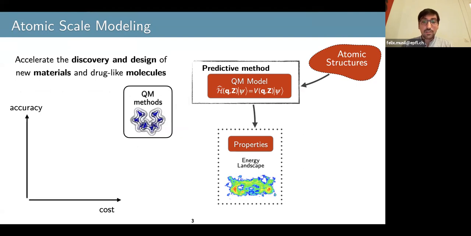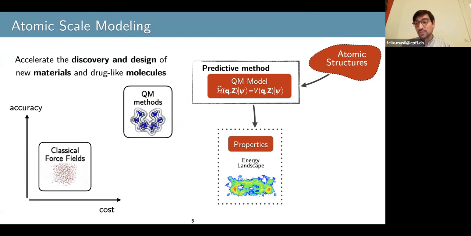So the issue in this picture is that quantum mechanical methods are accurate indeed, but also can be extremely costly. And in many cases, real applications, they are not applicable because of their computational cost. So in the last 40 years, maybe even longer, people have developed classical force fields as a proxy, to not necessarily use quantum mechanical methods, but to be able to really simulate this system and maybe have an understanding.